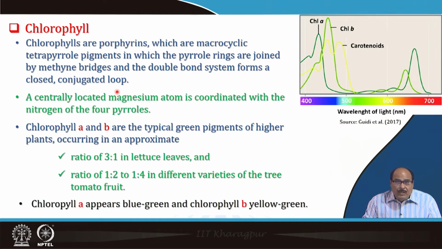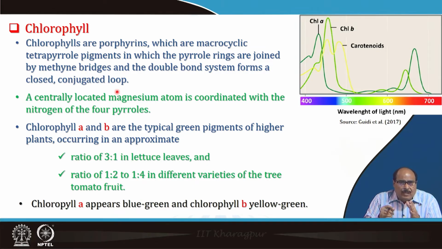Okay. Chlorophyll is another major color compound, the pigment, that is the green color compound in most green plants and leaves, etc. They are porphyrins, which are macrocyclic tetrapyrrole pigments in which the pyrrole rings are joined by methine bridges and the double bond systems form a closed conjugated loop, and there is a centrally located magnesium. All these pyrrole rings are joined by the magnesium atom, coordinated with the nitrogen.